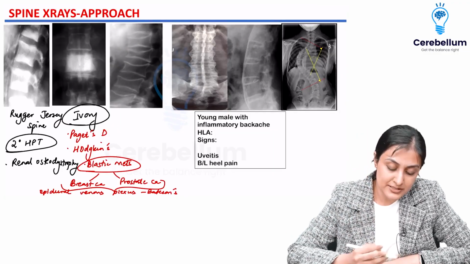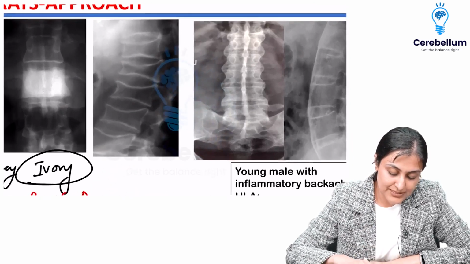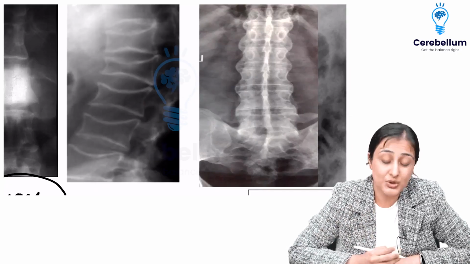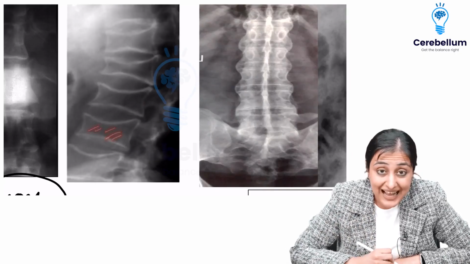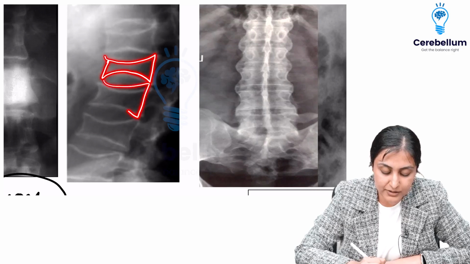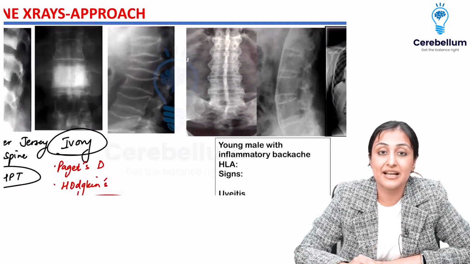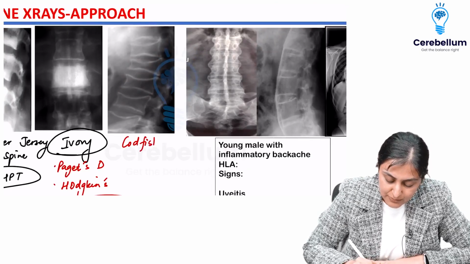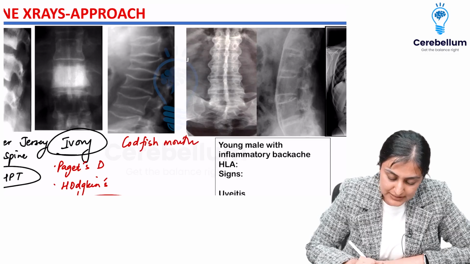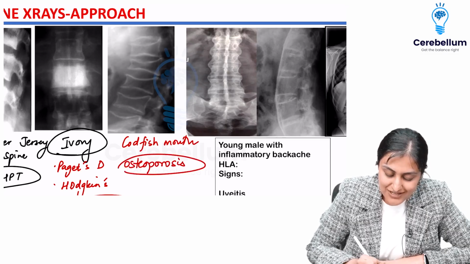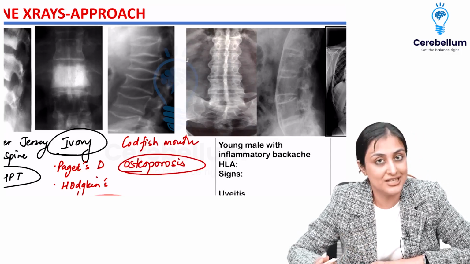Look at the third spine X-ray. What can you see? You can see that the density of the bone is gone. The bone is not even looking white. It's looking completely black. And because the bone is so weak, look at how bent the bones are. It is looking like a codfish mouth. So this codfish mouth appearance is what you see in osteoporosis. Osteoporosis is a generalized reduction of bone mineral density.